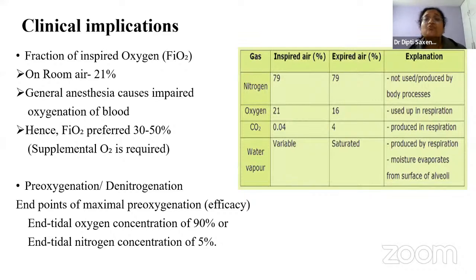Okay. Now, the second very, very important concept is that of pre-oxygenation, or in other words, denitrogenation. So as we can see, in the inspired air, there is 79% of nitrogen. Now, this 79% of nitrogen, if it is replaced by oxygen, we can actually increase our oxygen reserve, which is the most important reason why we do pre-oxygenation. Now, the endpoints of maximal pre-oxygenation, that is, what is the efficacy of this pre-oxygenation? The end tidal oxygen concentration should be 90%, and end tidal nitrogen concentration should reduce to 5%. Now, I haven't gone into the details of pre-oxygenation, but this is a very important topic that you should be familiar with.